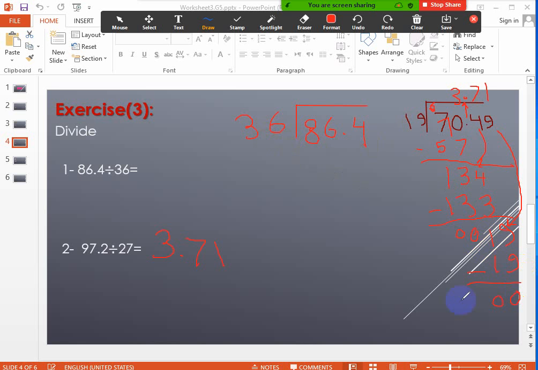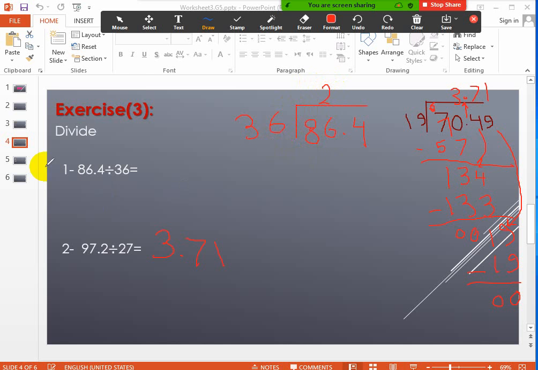Yes, Sheikha, open the mic. Now I want to start. 8 divided by 36. Can I divide 8 by 36? No, I will take the 6. So it will be 86. 86 divided by 36. It will be 2. Very good.